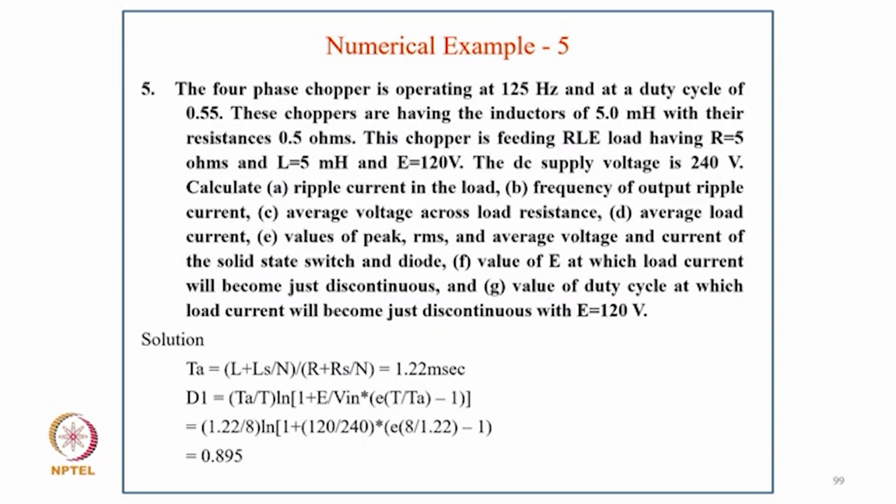These choppers are having an inductor of 5 millihenry and a resistance of 0.5 ohm. So this chopper is feeding an RLE load having R 5 ohm, L 5 millihenry and E equal to 120 volt. The DC supply is 240 volt. Calculate the ripple current in load.